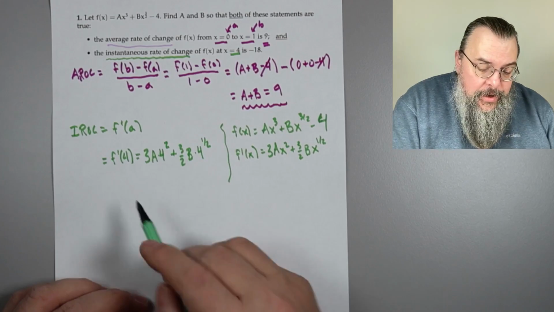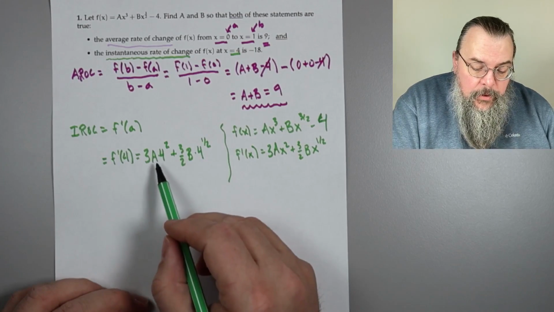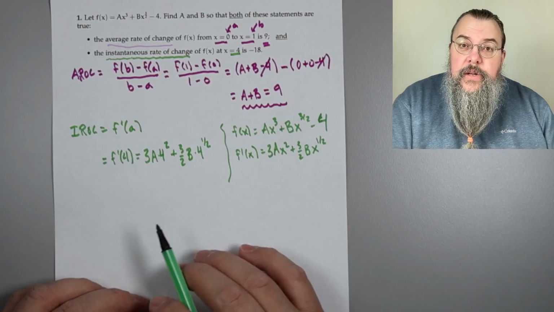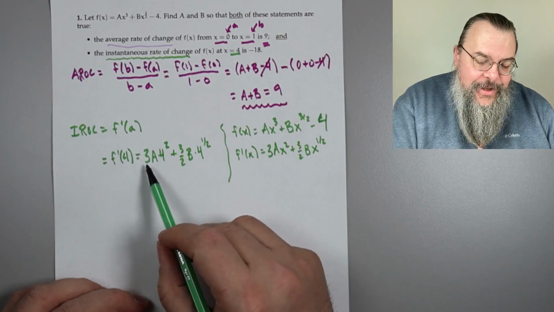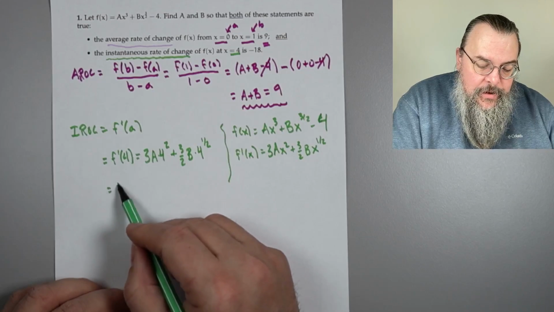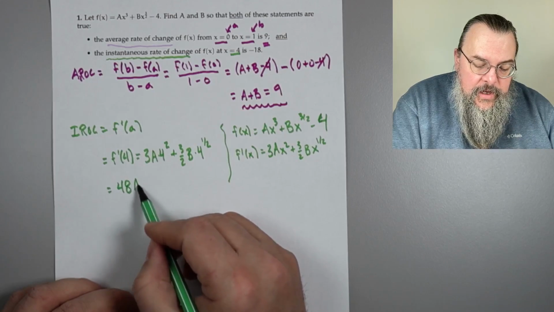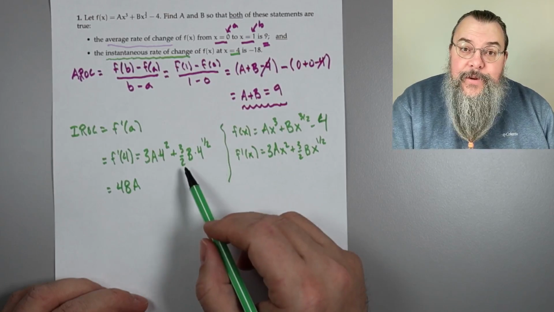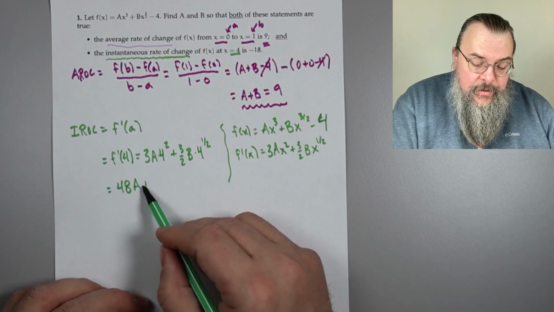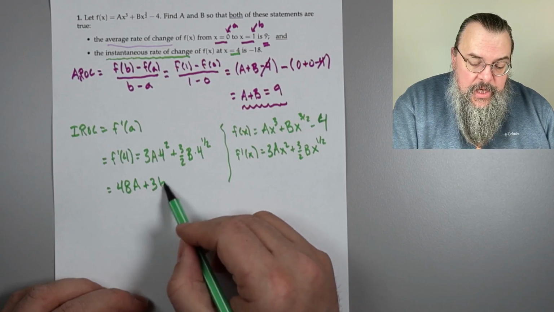All right, well, 4 squared is 16. 3 times 16, whoa, big number, 48. So 48a. 4 to the 1 half is 2. 2 times 3 halves is 3. So we get a 3b.